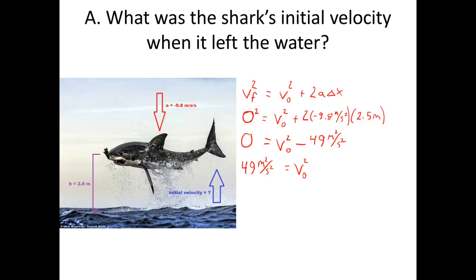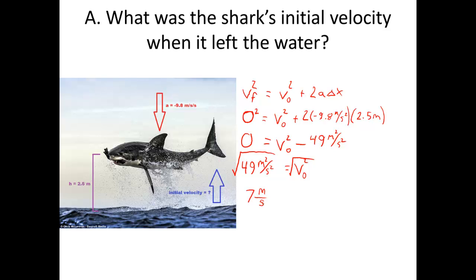I've kept those awkward units in there just to show you that when you take the square root of both sides, the units will come out in the proper units for velocity. By taking the square root, we can simply evaluate the square root of 49 to be 7. And if you take the square root of meters squared in that numerator, you get just meters. And if you take the square root of seconds squared in the denominator, you get just seconds.